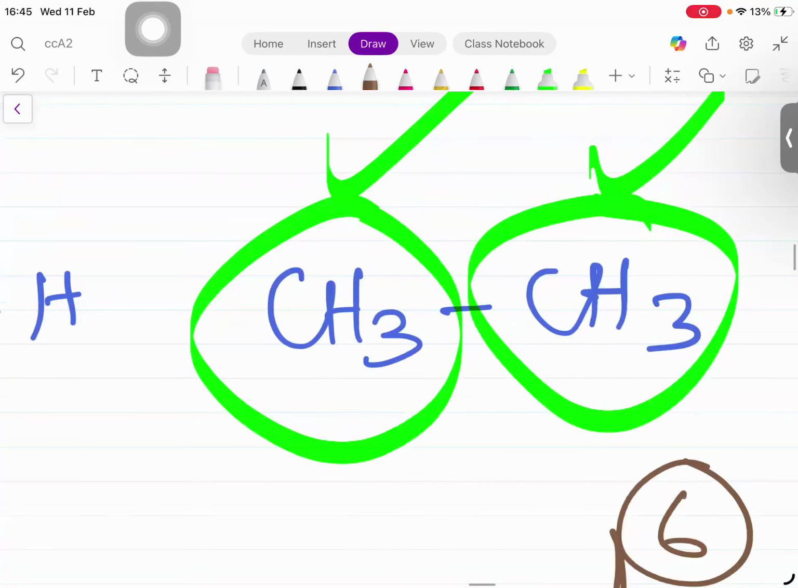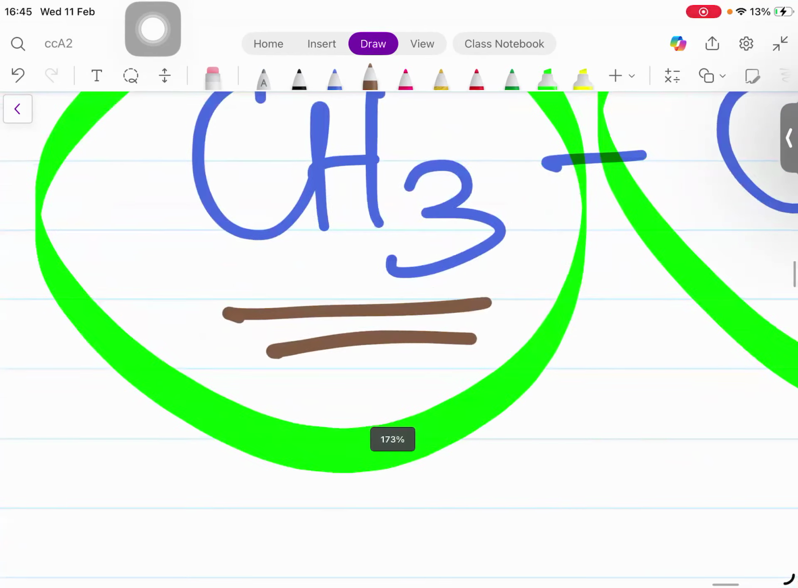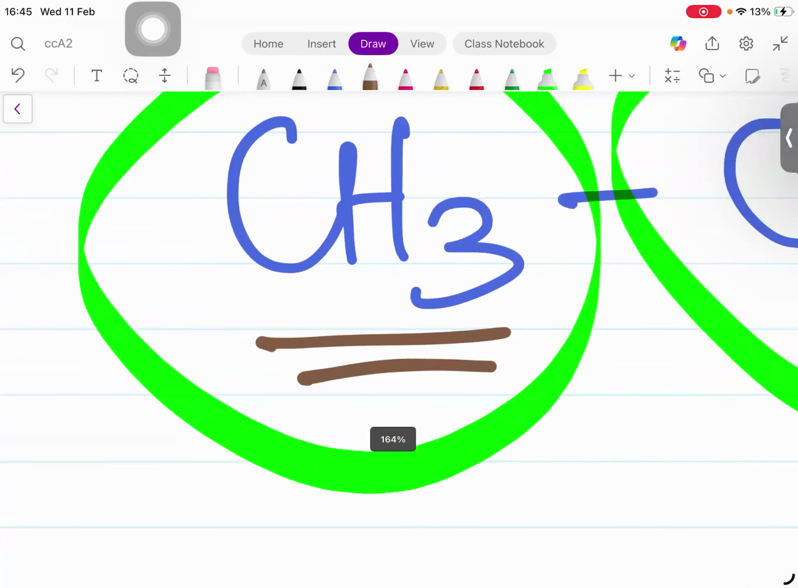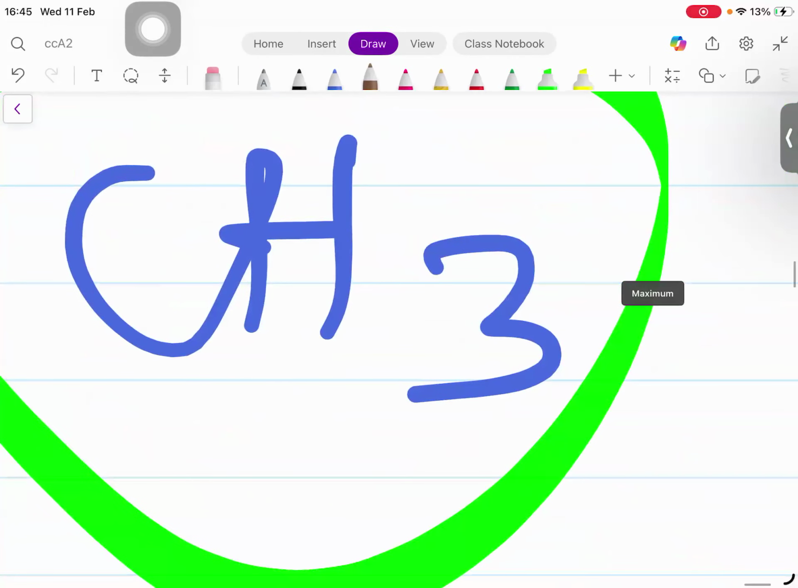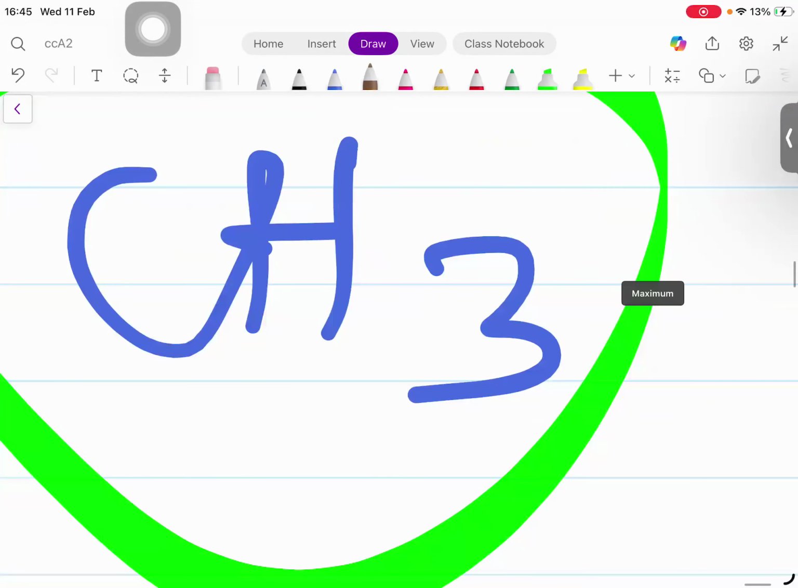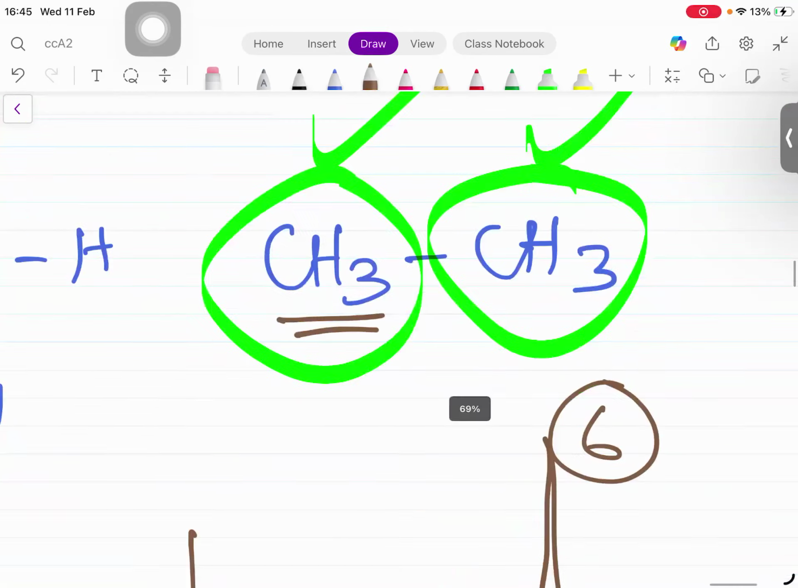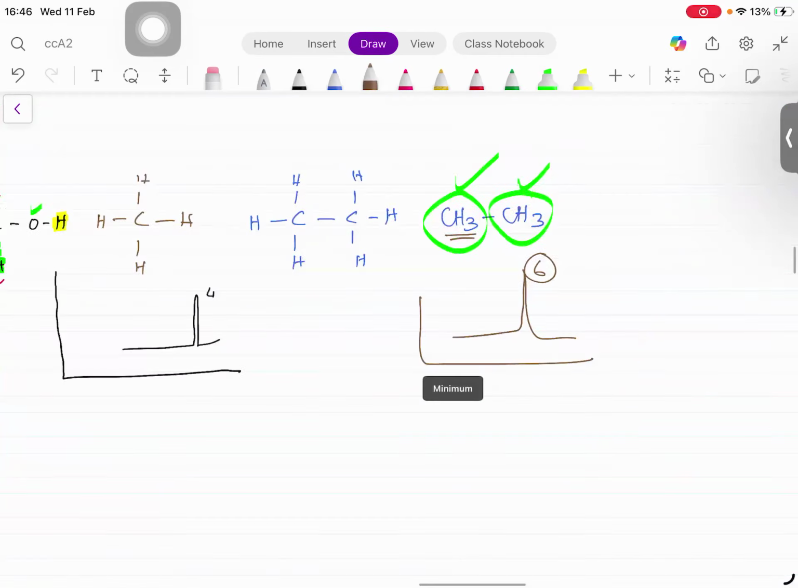Yes, because if you look at these 3 hydrogens, ये कार्बन के साथ अटैच है. Who is in their neighbor? CH3. Now look at these 3. ये कार्बन के साथ अटैच है. Who is in their neighbor? So they have the same neighbor, same chemical environment, so they contribute to 1 peak.